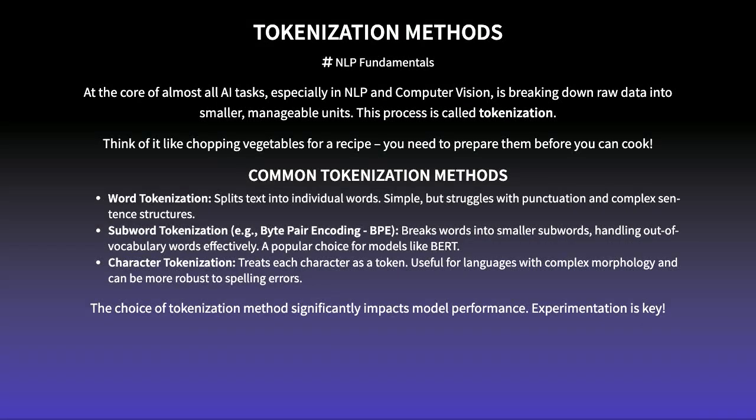Okay, let's talk about how we get started with these AI systems. It all begins with breaking down text or images into smaller pieces. This process is called tokenization, and it's like preparing ingredients for a recipe. We can split text into individual words, but that doesn't always work well, especially when dealing with complex sentences. Subword tokenization breaks words into smaller parts, a really clever technique that helps handle tricky cases. And then there's character tokenization, which treats each letter as its own unit. Ultimately, the best method depends on what you're trying to achieve and the type of data you're working with.